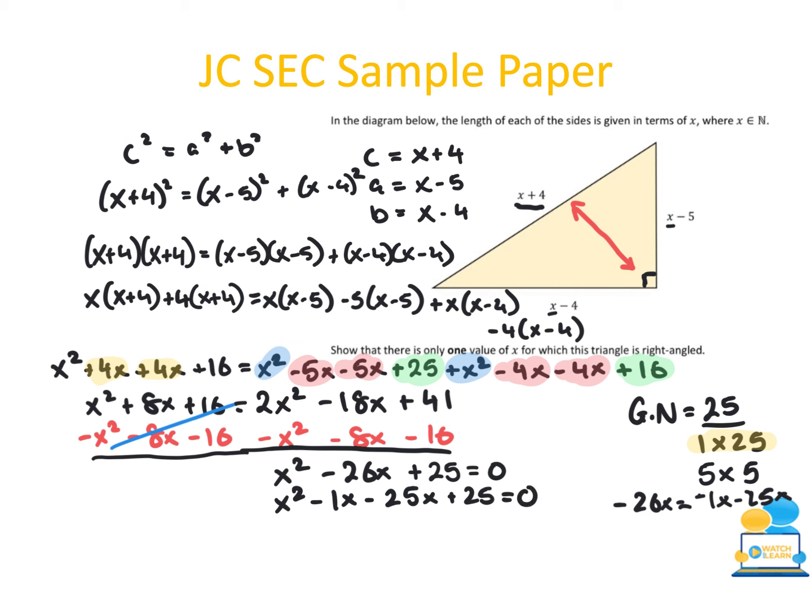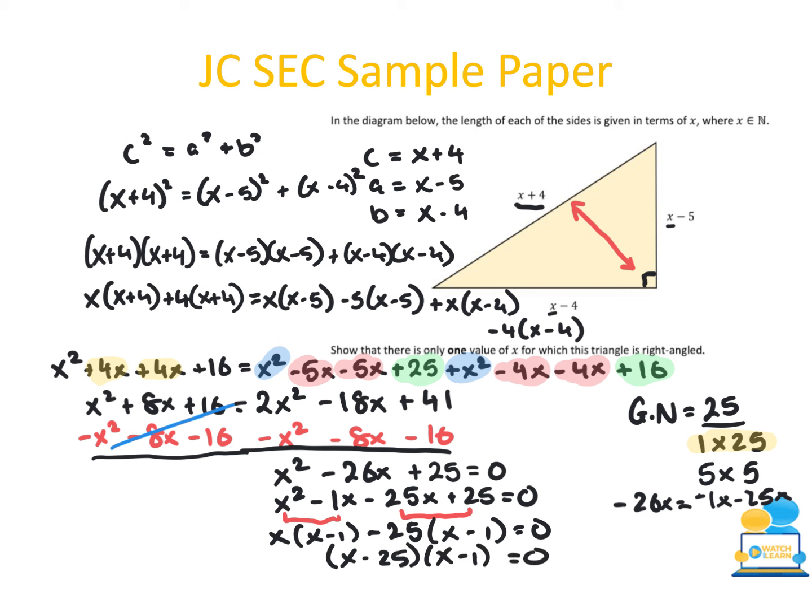Okay, I'm now going to group those terms then. So I'm going to group my first two and my last two and take out what's common. In my first pair, I have x in common, which leaves me with x minus 1. In my second group, I have minus 25 in common, and that will leave me with x minus 1. And then both my brackets are x minus 25 and x minus 1.